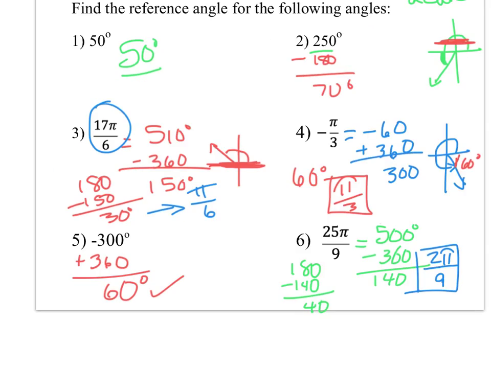All right, here are your answers. Your answer is pi over 3. It was 60 degrees. You really didn't have to do all that work. If you knew it was negative 60, then 60 is the reference angle. So pi over 3. This one I just added 360, got 60, and that was done. And then this one I got 40 as my reference angle, which is 2 pi over 9.